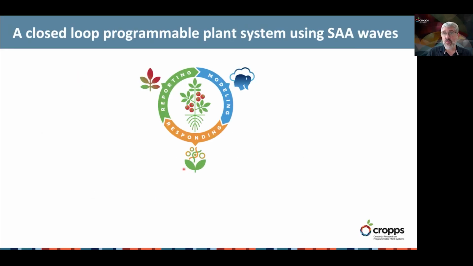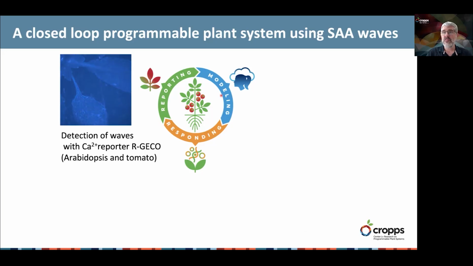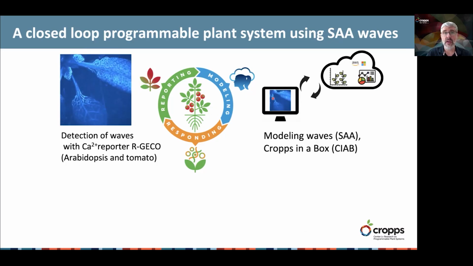Now, like Exemplars 1 and 2, I'm showing you the reporting, modeling, responding wheel as we close the loop in Exemplar 3. In terms of reporting, we are using detection of waves with calcium reporters like our gecko, which responds to different types of physiological stresses. I'm showing you Arabidopsis, our gecko plant, responding to a wound stress. You're going to be seeing this a lot. We also have this in tomato that will allow us to monitor these waves in that crop.